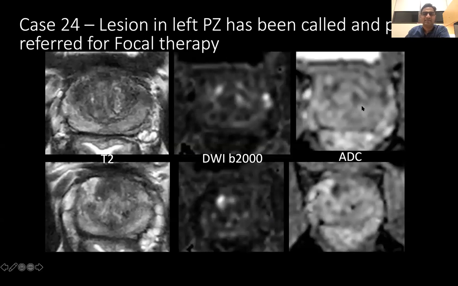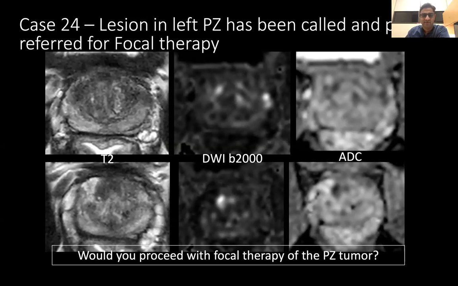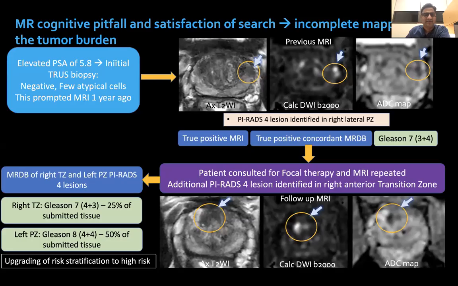So this is a patient who was referred for focal therapy. And let me go through these. The question is, would we proceed with the focal therapy in this patient? As we see here, this patient initially started off with an MRI outside and a TRUS biopsy outside some 1 year back, and there were a few atypical cells. Then that prompted an MRI, where we found a lesion in the left peripheral zone anterior apex, and that was biopsied, PI-RADS 4, and now referred for prostate MRI for focal therapy.